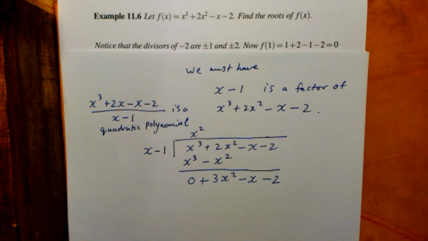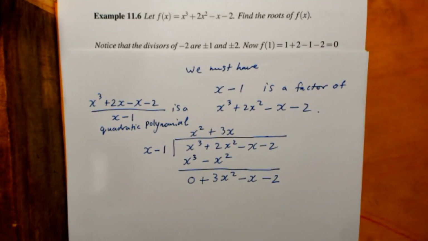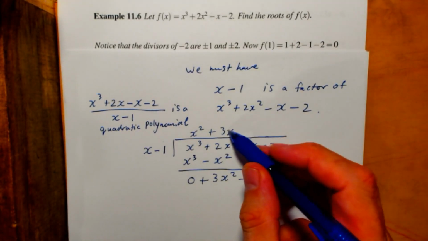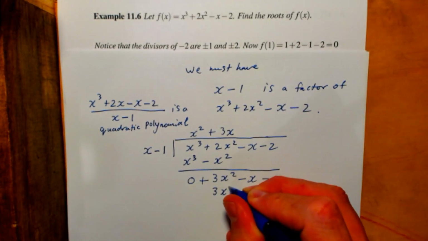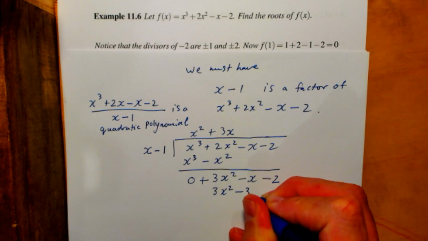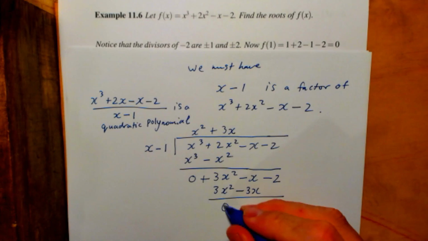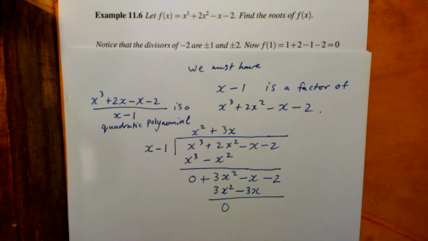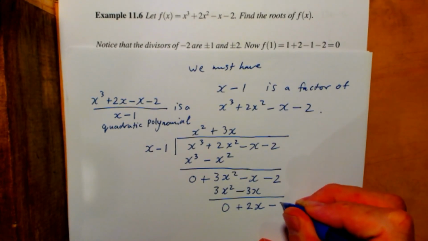And then we repeat the process. Okay, so 3x squared divided by x is 3x. We take this 3x, we multiply by x minus 1, and we have 3x squared minus 3x. Draw a line and take a difference. We have 0 for that. Minus x minus 3x is 3x minus x, which is 2x. Bring down the minus 2.